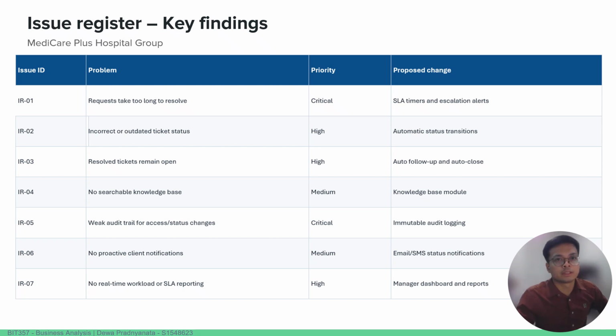The issue register identifies the 7 major problems in the current process and links them to the proposed change. The most critical issues are slow resolution time and weak audit trails because they can affect healthcare operations. The issue register is useful because it connects the business problem to practical solutions such as SLA alerts, automatic status transition, knowledge base, audit logging, notification, and manager dashboard.